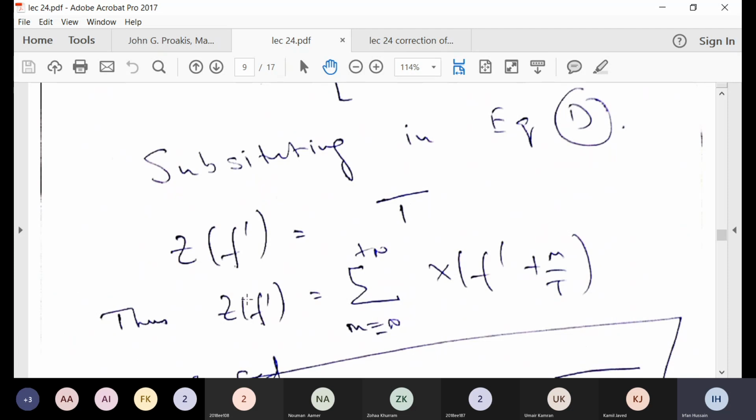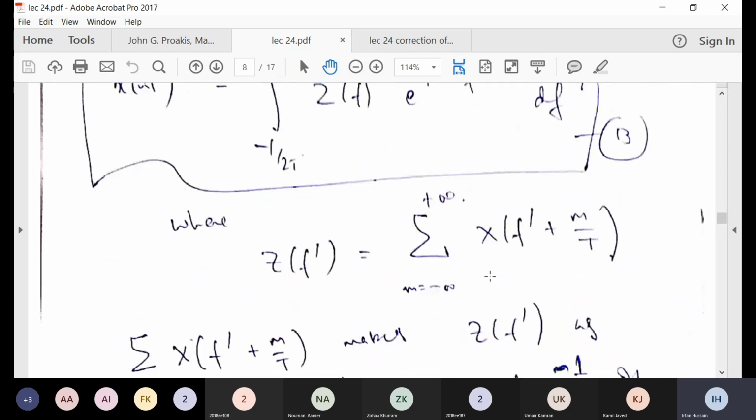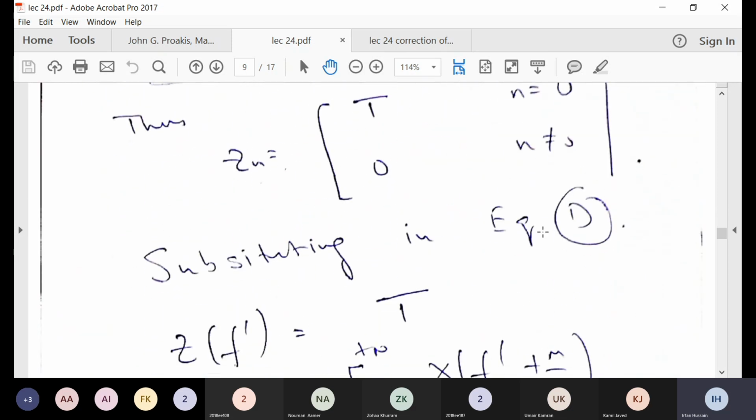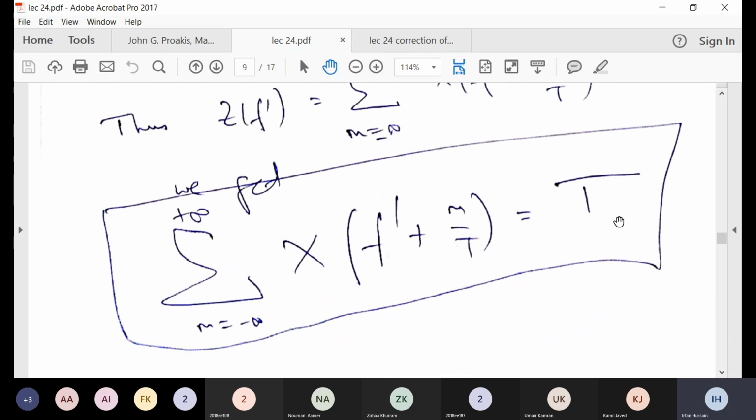But we have already seen that Z(f') is equal to the periodic extension of X(f'). This we have seen already. So if Z(f) is equal to T, we can see this periodic extension must be equal to T for 0 ISI. So this is the condition for 0 ISI, and this condition we have proved.